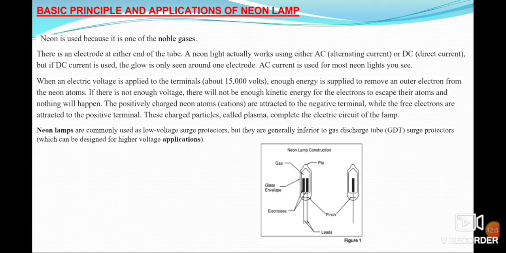So the neon lamps are commonly used as low voltage surge protectors, but they are generally inferior to gas discharge tube surge protectors, which can be designed for higher voltage applications. So in the diagram we can see the neon lamp contains a pipe, a gas envelope, a glass envelope, electrodes, a pinch and leads, and inside it is filled with neon gas.